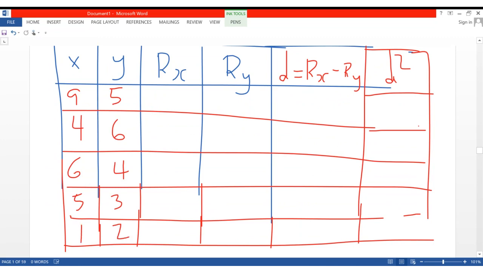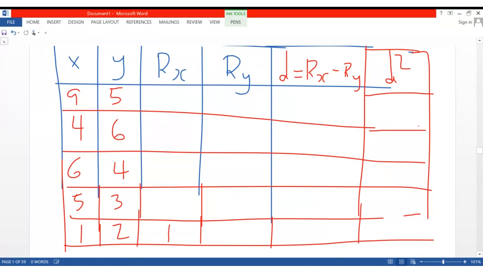We start with the least value. The least value on the column for X is 1. So that one will take rank 1. The least value will take rank 1. So I've given rank 1. The number 1 has taken rank 1.